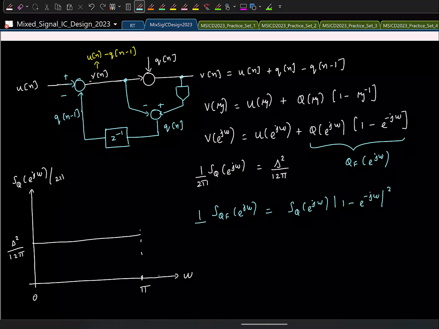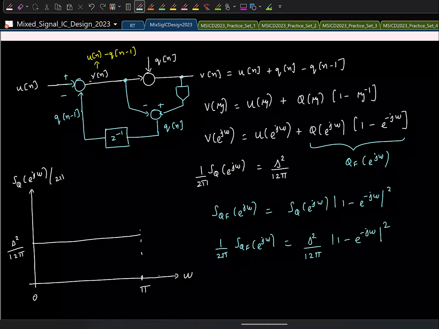So again, let me write it on a different line. If I write this SQF of e power j omega, what will this be? 1 by 4 pi square. No, sorry, 1 by 2 pi. I'll have 1 by 2 pi here, and this is already delta square by 12. So this is delta square by 12 pi times the magnitude squared of this transfer function.